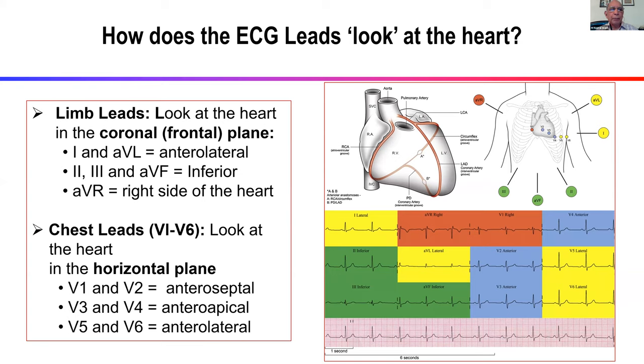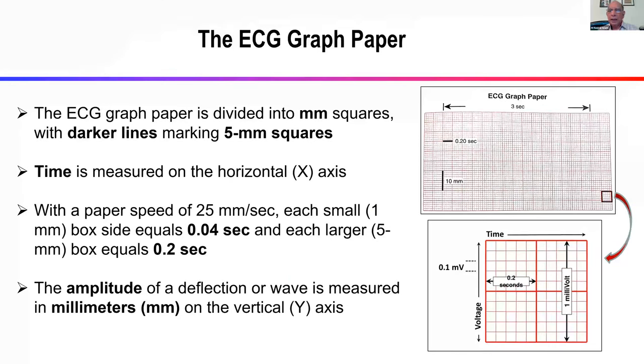So now let's come to the ECG graph paper. ECG is basically a graph paper. It has different lines. The smallest division is millimeter by millimeter; the millimeter squares are there. And the darker lines divide it into a 5 millimeter scale. You can see the 5 millimeter scale here.